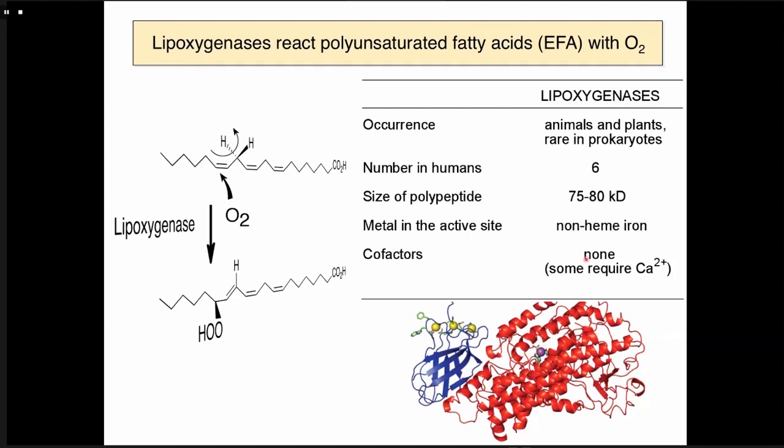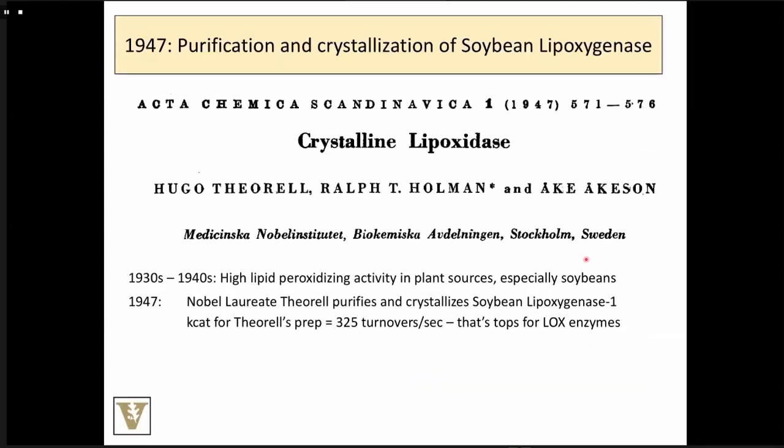The enzyme reaction is a covalently complete reaction, so they don't require cofactors, although calcium stimulates some of the enzymes. Now we can do what I was going to do, go back 70 years. So it was recognized in the 1930s and 40s that there's very high lipid peroxidizing activity in various plant sources, and especially soybeans. And by 1947, enzymologist Hugo Theorell had purified and crystallized the main isozyme, soybean lipoxygenase 1, from soybeans.